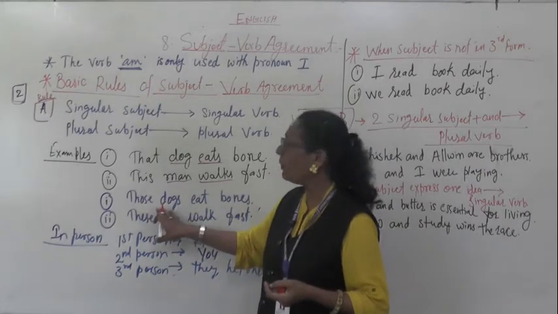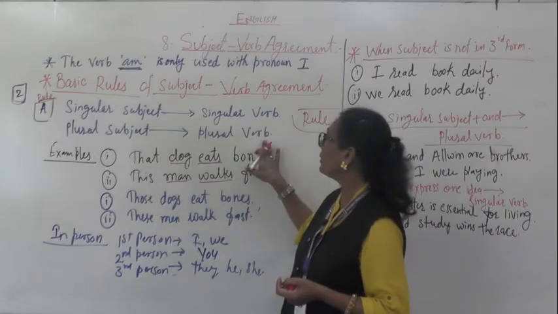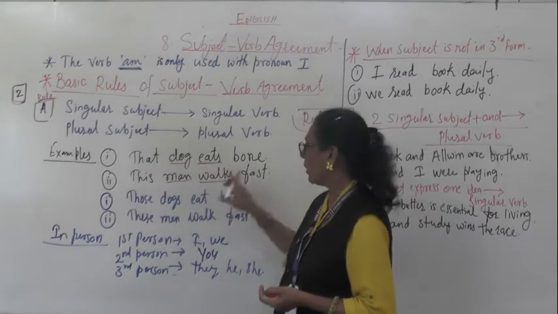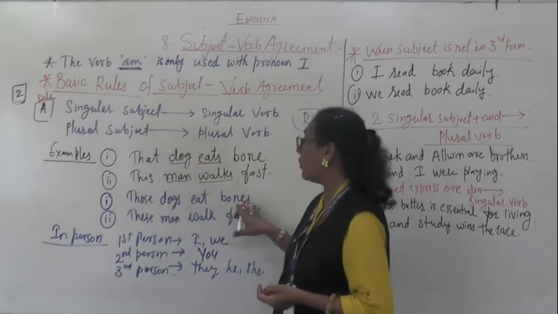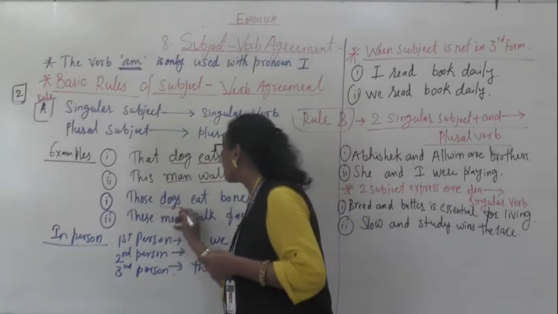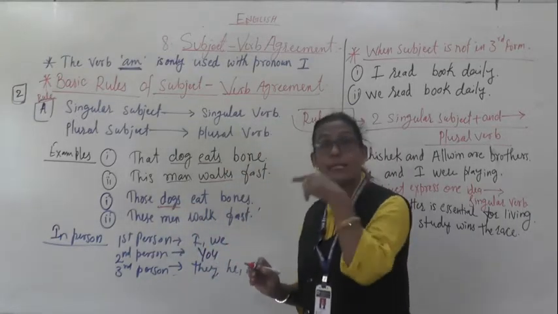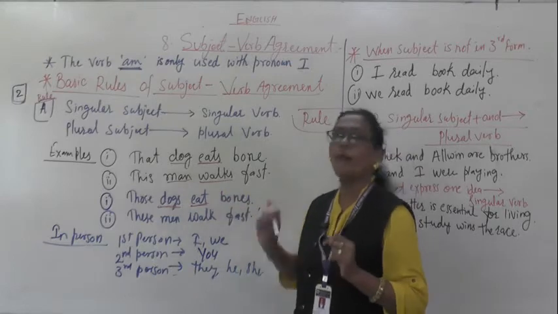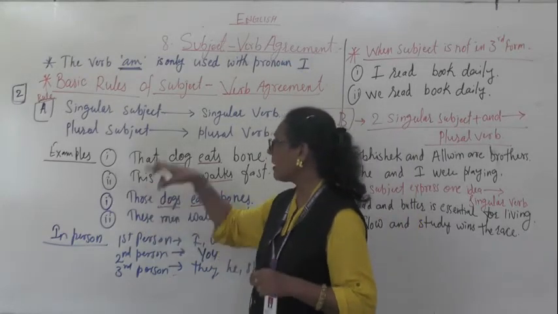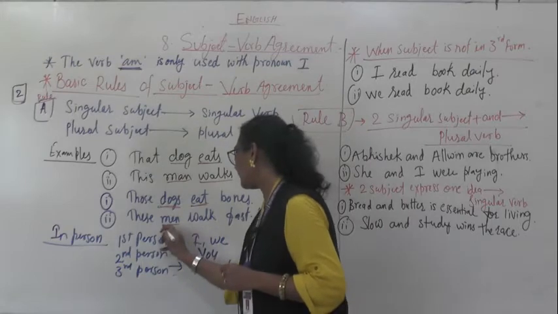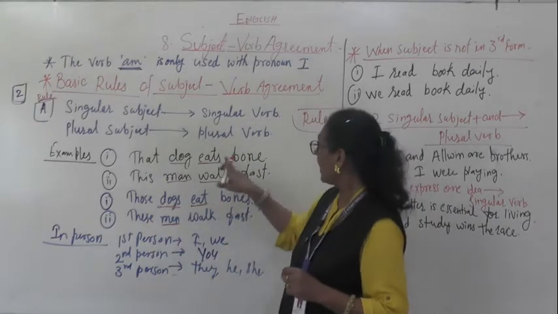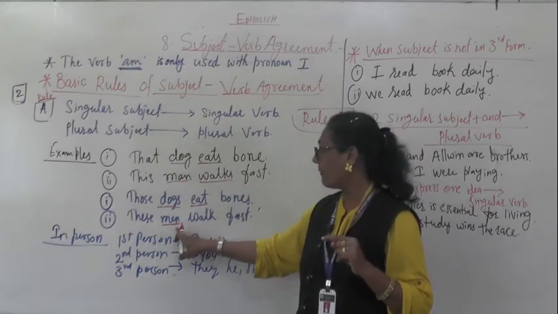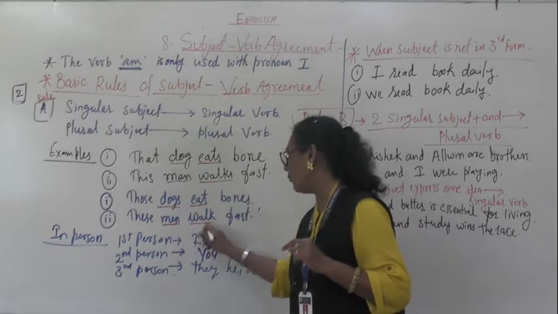Okay, now the plural. Here the plural subject takes a plural verb. The same example we are taking in plural: that dogs eat bone, meaning those dogs eat bone. Those dogs, the subject is plural, takes a plural verb, eat, without adding S to the verb. Okay, those men walk fast. See here, for the subject man singular we had written walks, but for the plural subject we have written a plural verb here.